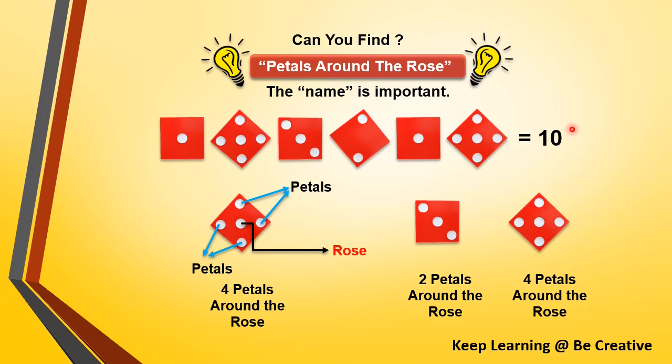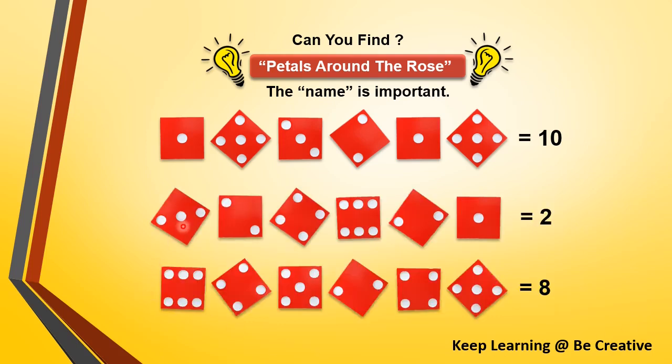I hope you have got the logic. Let us check out our concept. Here you can see we have 2 petals around this rose and in the rest of them either the petal is missing or the rose is missing. In the last one, here we don't have a rose, in this we don't have a rose, here we have a rose and 4 petals. So we have 4 petals here, in this we don't have a rose, in this we don't have a rose, here we have a rose and the petals around it are 4. So 4 petals here and 4 petals here, total 8 petals around the rose.